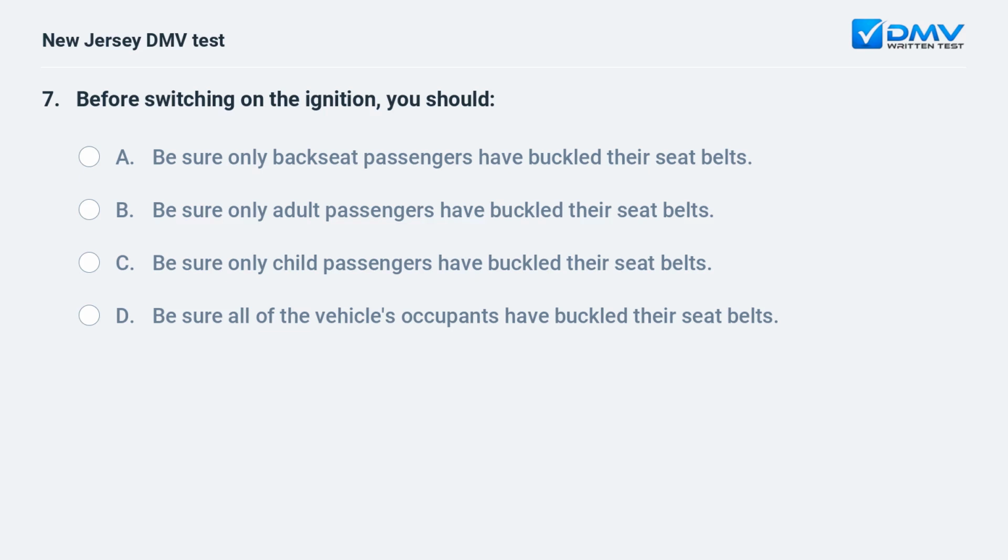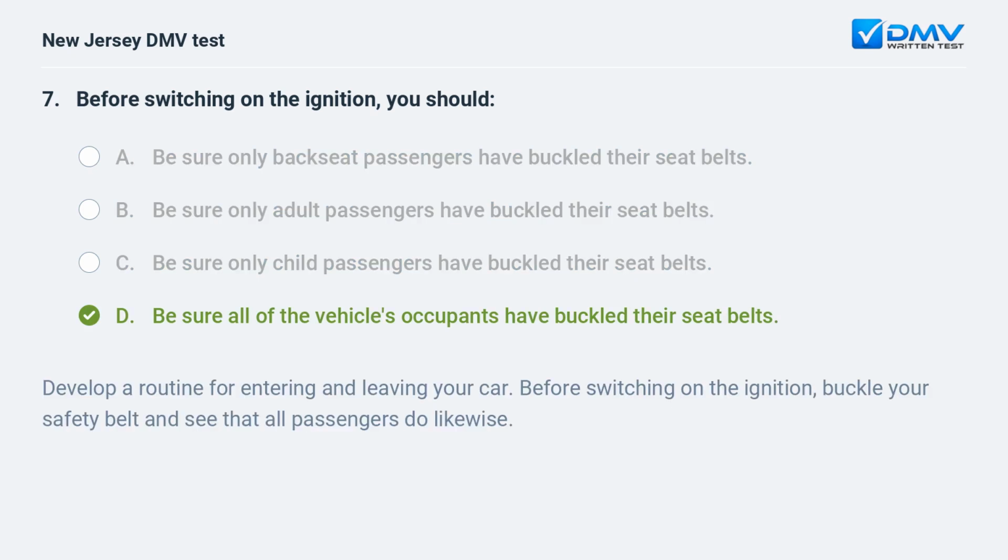Before switching on the ignition, you should A. Be sure only backseat passengers have buckled their seat belts. B. Be sure only adult passengers have buckled their seat belts. C. Be sure only child passengers have buckled their seat belts. D. Be sure all of the vehicle's occupants have buckled their seat belts. D. Be sure all of the vehicle's occupants have buckled their seat belts.